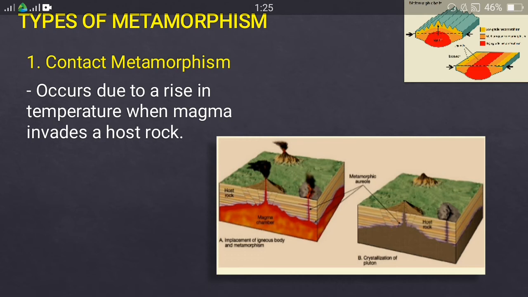1. Contact metamorphism. It occurs typically around intrusive igneous rocks as a result of the temperature increase caused by the intrusion of magma. And of course, this metamorphic rock is formed within the zone of contact metamorphism.